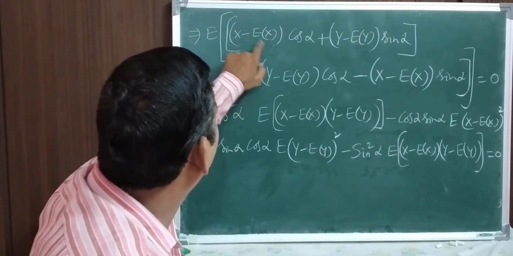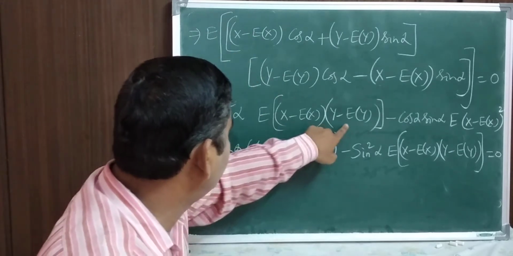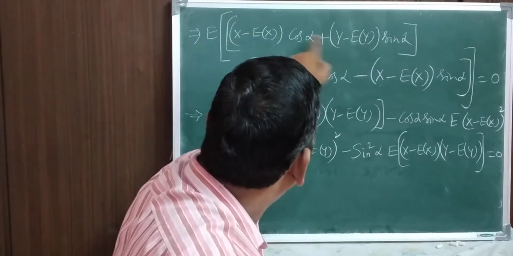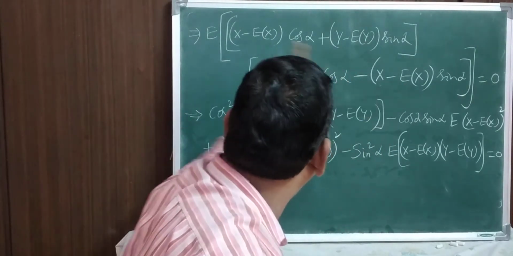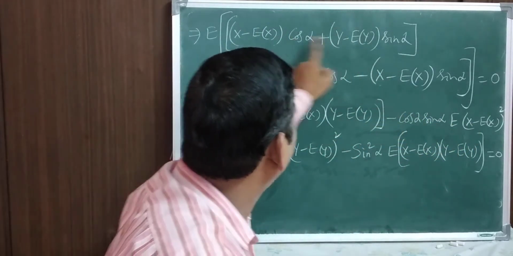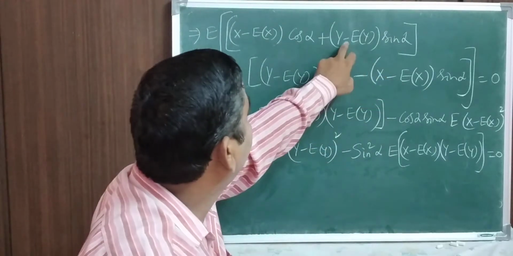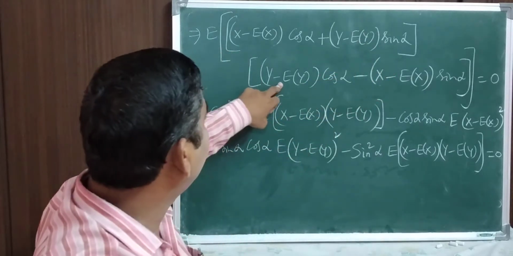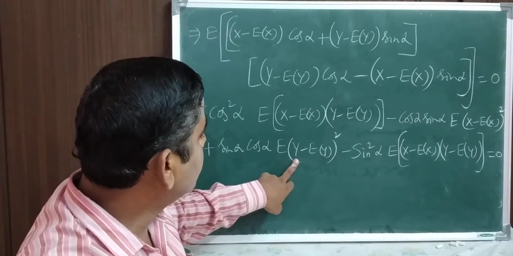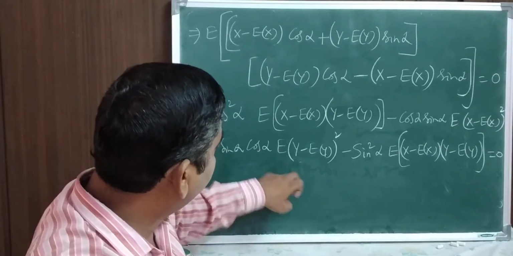So the first term, with the first one, cos alpha into cos alpha, cos square alpha, x minus expectation of x into y minus expectation of y. We take the expectations. And this is the first term with the second term, x minus expectation of x the whole square. If we take the expectations, cos alpha into sin alpha is a constant that I have taken outside. In the second term, with y minus expectation of y into sin alpha and y minus expectation of y into cos alpha, it is sin alpha into cos alpha with expectation of y minus expectation of y the whole square. So for which you have taken expectations, you will get it like this.